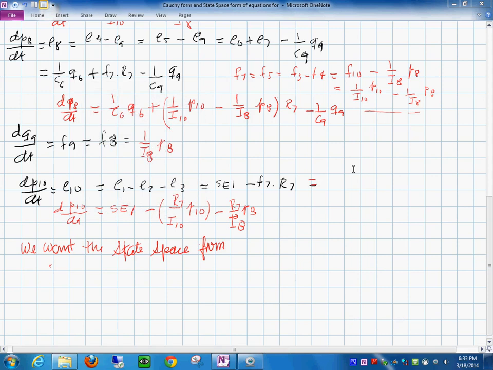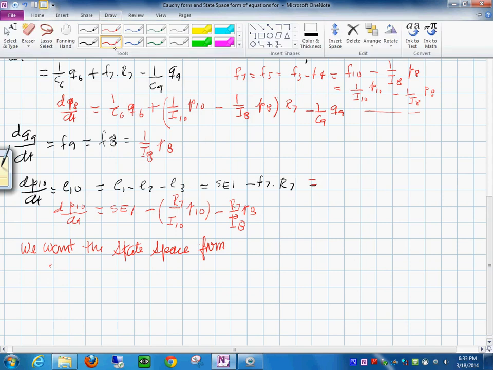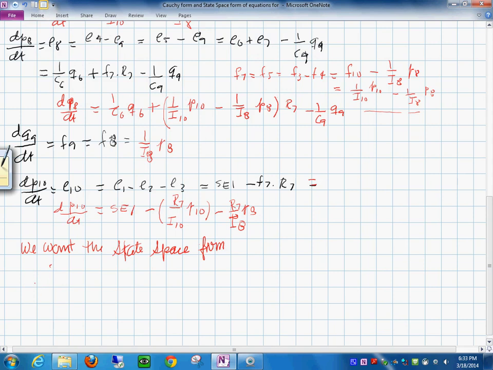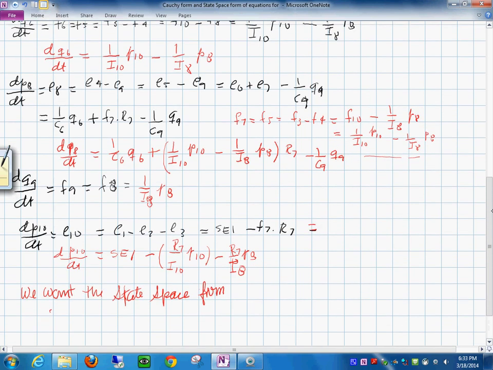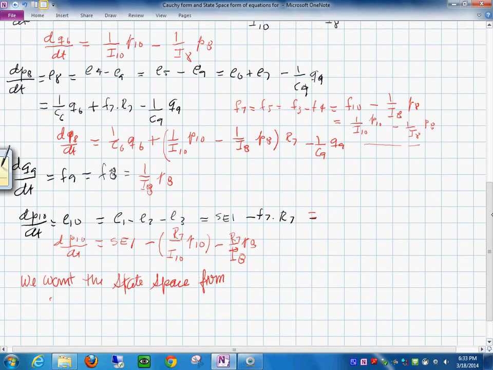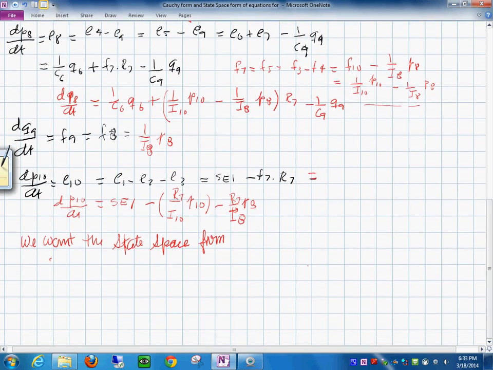What we want to do is to put it in a state space form, which means that the derivatives will have to be written as a function of the state variables and the inputs. So let's try that. And here we want to say the first one is dq6 dt. Yeah, we wanted to put it into this form.